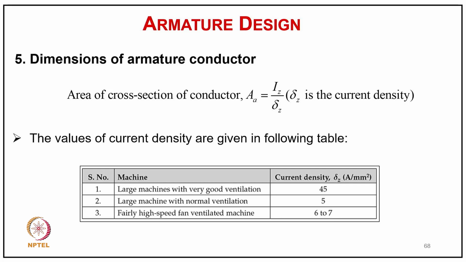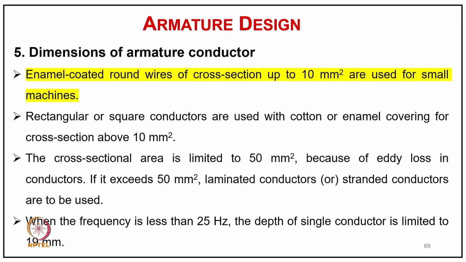The values of current density are as follows. For a large machine with good ventilation, current density can be as high as typically 4.5. For a large machine with normal ventilation it is about 5, and for a fairly highly ventilated machine 6 to 7. Now, for the dimension of the armature conductor, enameled coated round wires of cross section up to 10 millimeter squared are used for a small machine.